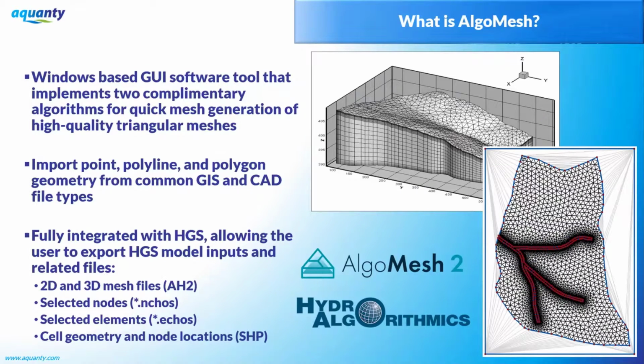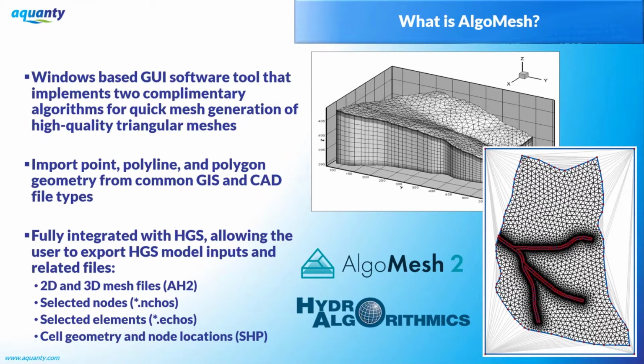That's really where AlgoMesh comes into play. AlgoMesh is a Windows-based GUI software tool that allows you to quickly generate high-quality triangular meshes with lots of flexibility for those input features. You can directly import point, polyline, and polygon geometry from common GIS and CAD file types to act as controls in your mesh.